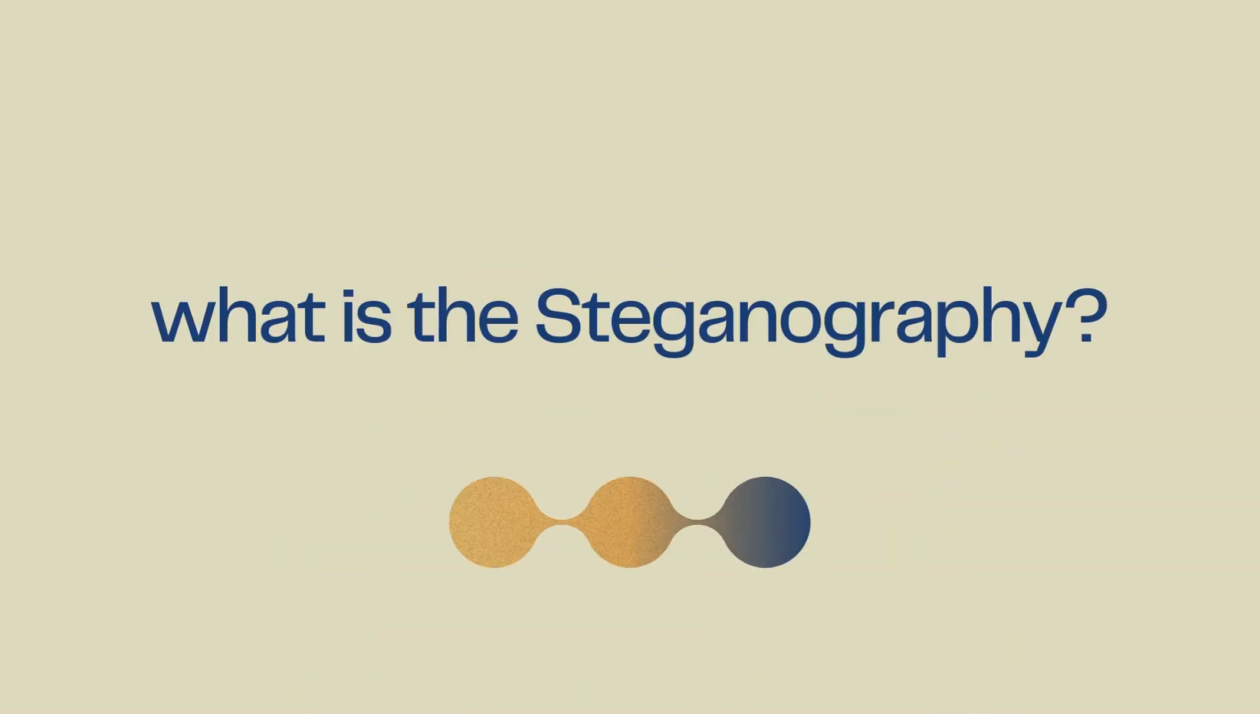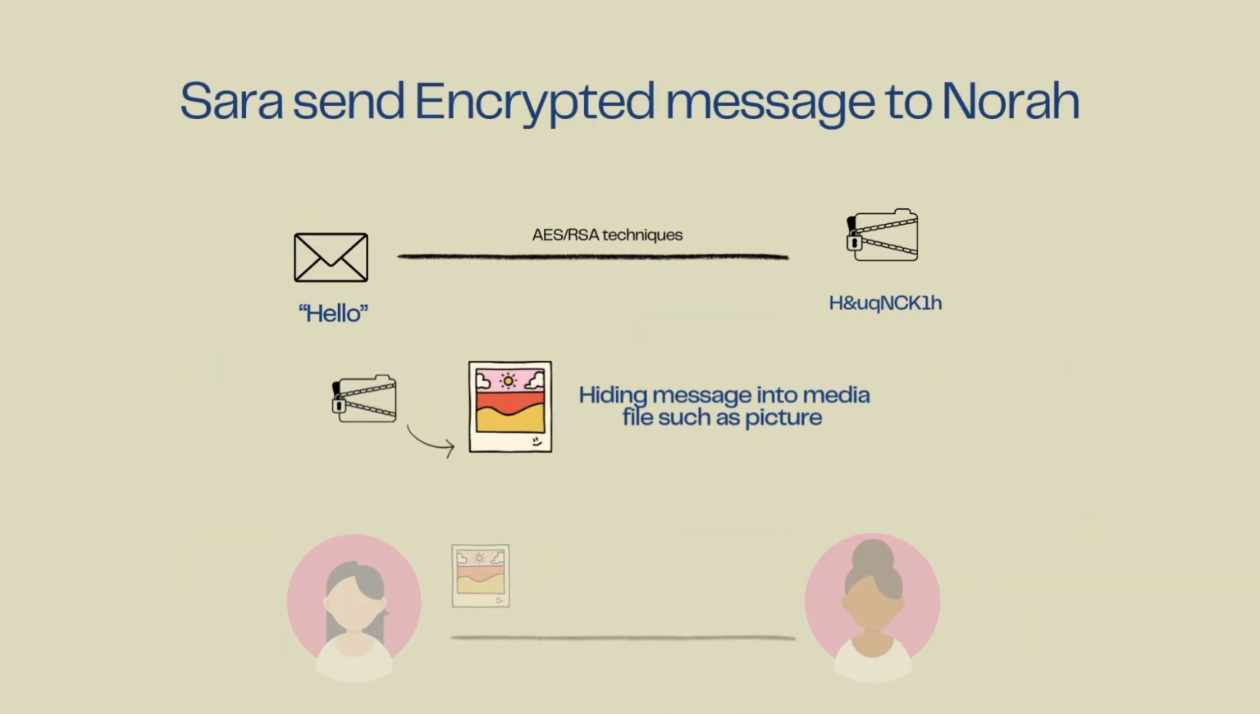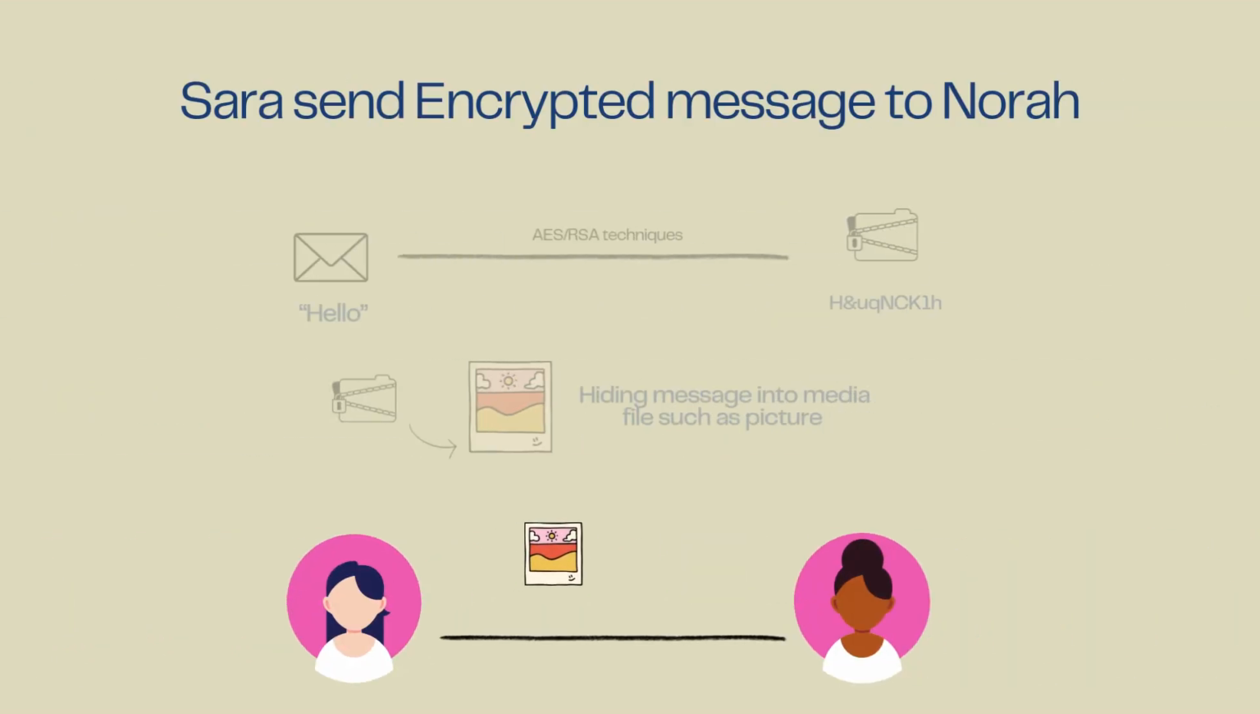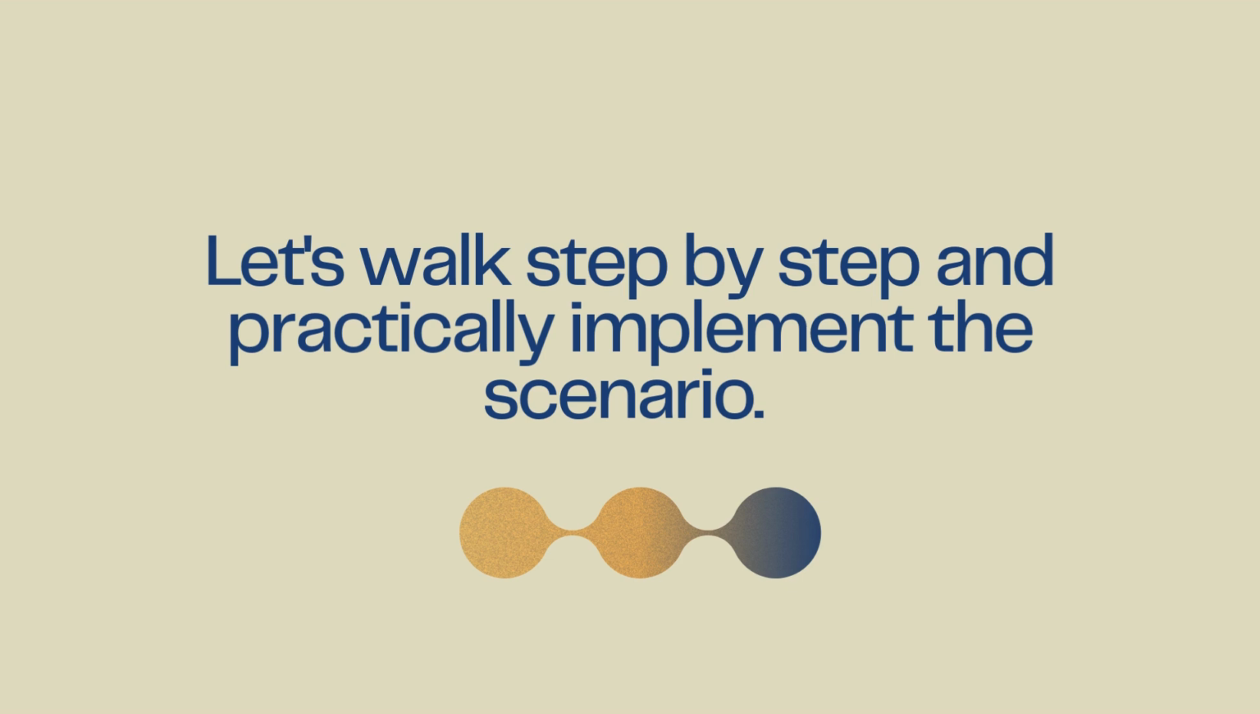Now, let's look at another technique, steganography. Instead of scrambling the message, this method hides the message inside something else, like an image, an audio clip, or even a video. In this method, Sarah hides the encrypted message inside a media file, like a photo. To anyone else, the file looks normal. But Nora knows where to look and how to extract the hidden message. Let's walk through this step by step in a practical scenario. We'll demonstrate how encryption, decryption, and steganography work together to secure communication even in plain sight.